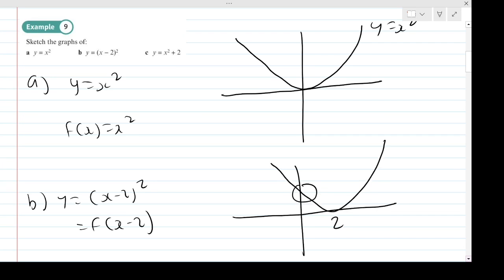And then the y-intercept: when we set x to 0, then y is going to be (minus 2) squared, which is 4. So it'd be 4 there.